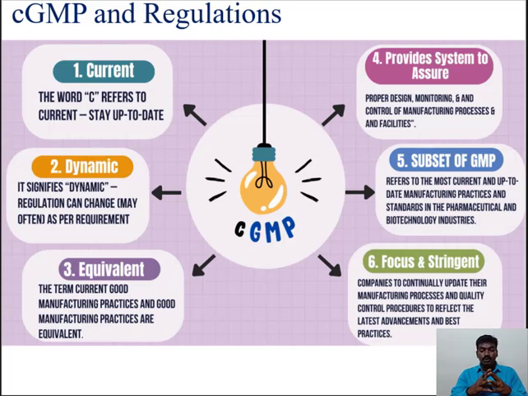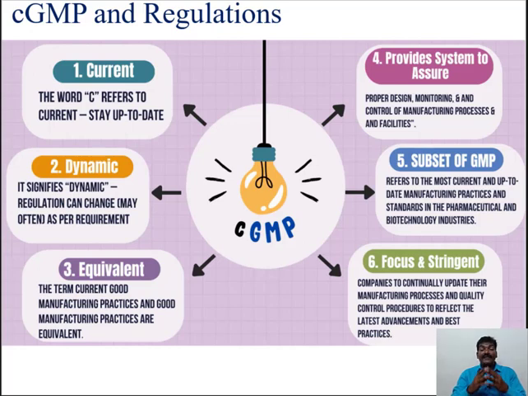cGMP provides a system that assures proper design, monitoring and control of manufacturing processes and facilities. cGMP is a specific subset of GMP that refers to the most current and up-to-date manufacturing practices and standards in the pharmaceutical and biopharmaceutical industries. This term, current in cGMP, emphasizes the need for companies to continually update their manufacturing processes and quality control procedures to reflect the latest advancements and best practices. In this slide, you might have understood what that C refers to: current, dynamic, and equivalent to GMP. It also signifies that whatever you have established in the name of GMP should keep being updated.